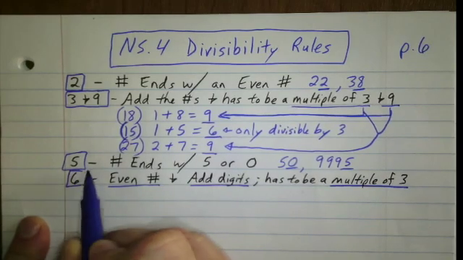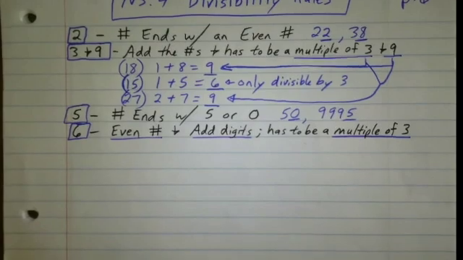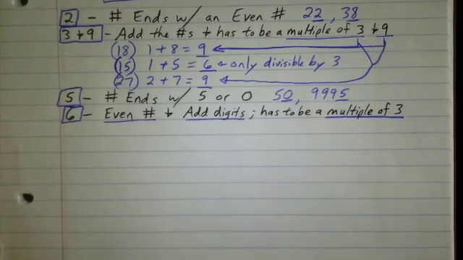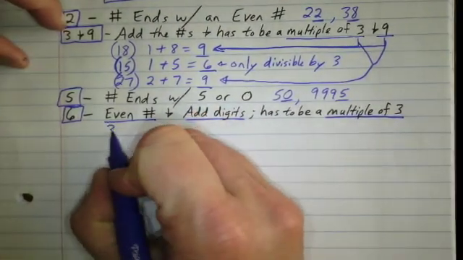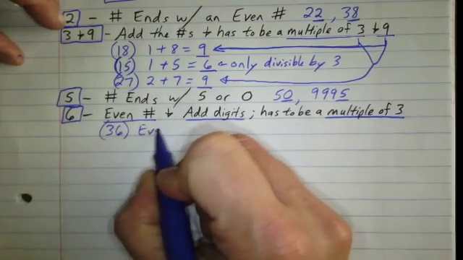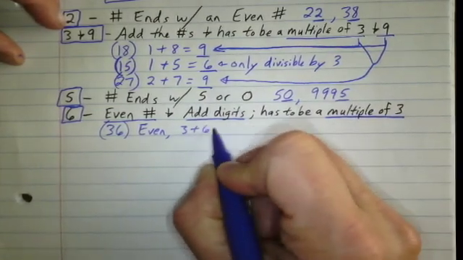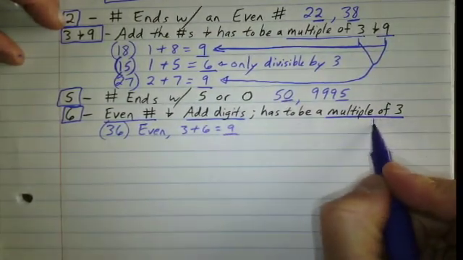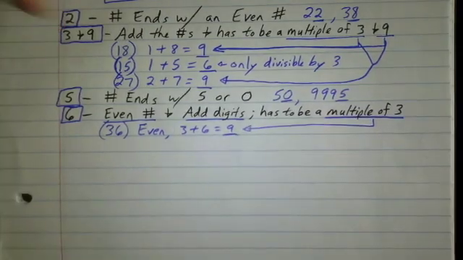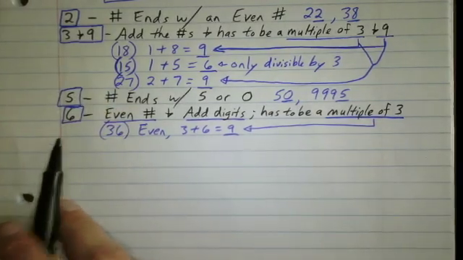So let's give you some examples to try with 6. I'll move this up just a little bit. 36. So first off, you're looking to see it's an even number, so that's right. And what happens when you add 3 plus 6? 3 plus 6 equals 9, and 9 is a multiple of 3, so that's how you know 6 goes into it. So you're probably wondering, I went 3 and 9, 5, 6, I skipped 4.